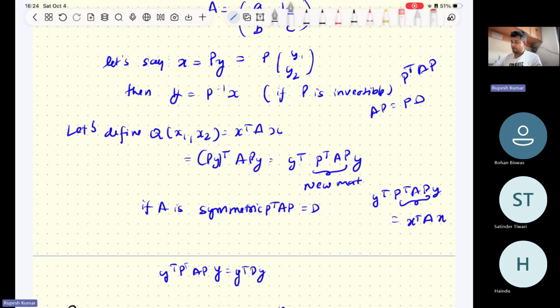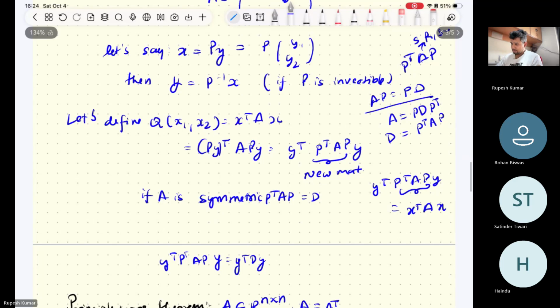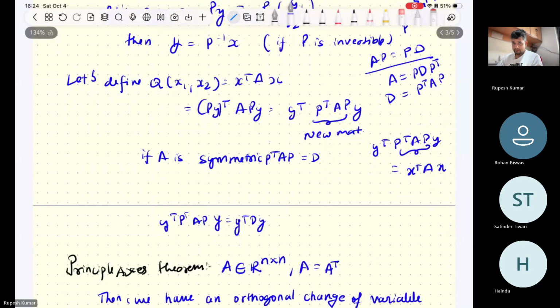So we know that if A is a real symmetric square matrix, you can write AP equals PD, where A equals PDP transpose. Or you can say that D equals P transpose AP, right? Everyone, do you agree with this? Now from here, you can say that x transpose Ax is essentially y transpose Dy.